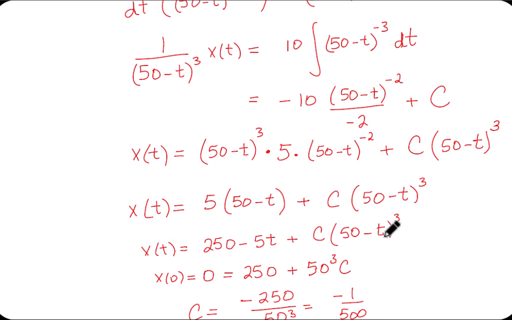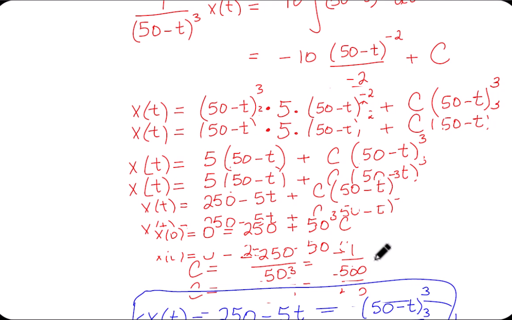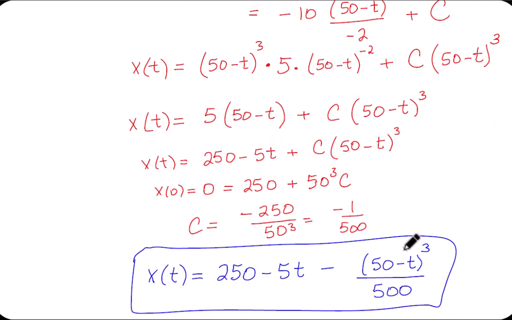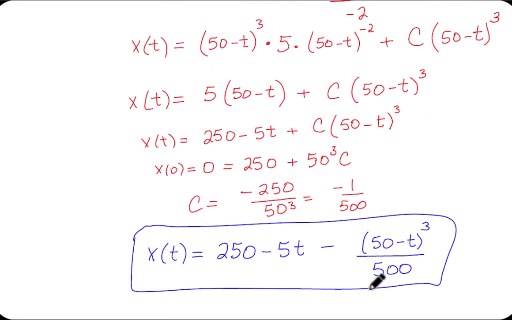And so we are to this point, but at time 0, the amount of salt in the tank was 0. It was pure water. So when t equals 0, that's 0. This part is going to be 50 cubed times c. And so finally, solving for c, we get minus 1 over 500. All right, so this is my basic relationship for the amount of salt in this particular tank from time 0 up until the tank is dry at 50 minutes.